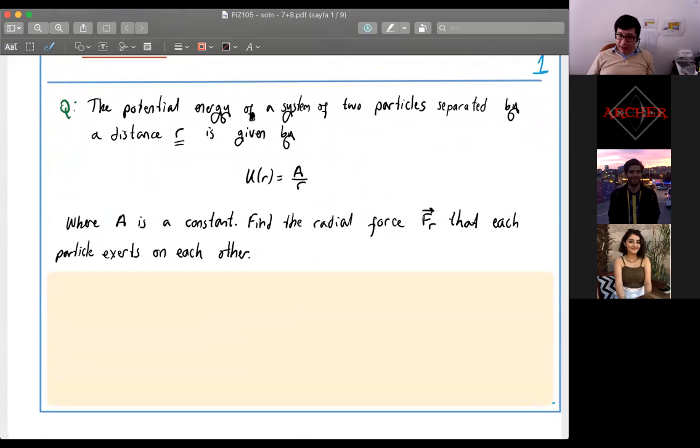So the potential energy of a system of two particles separated by a distance r is given by this expression, A over r, where A is constant. Find the radial force Fr that each particle exerts on each other.